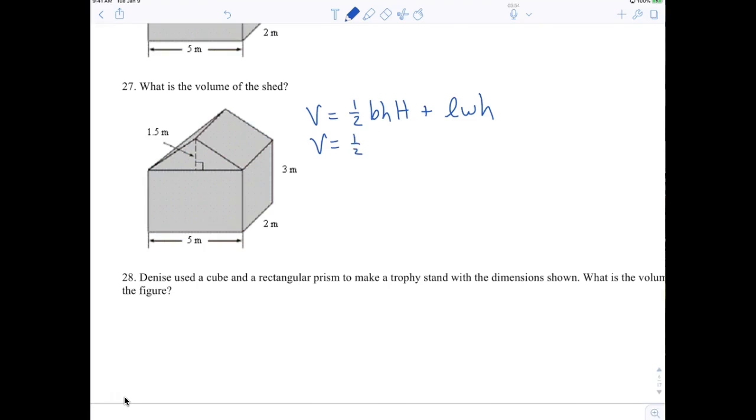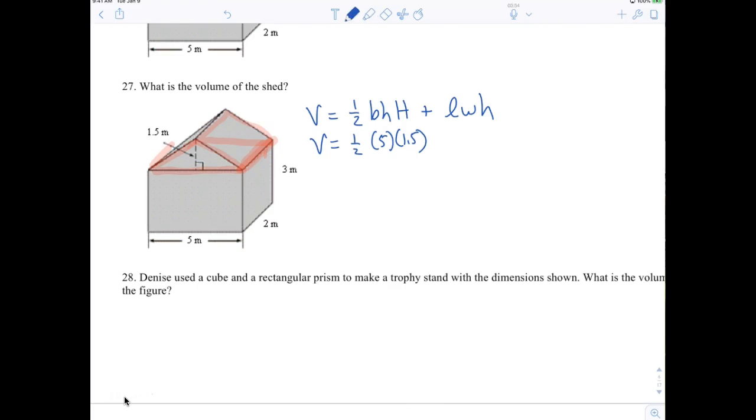V equals 1/2 times 5 times 1.5. Now, what's the height of the prism? That's where some people get in trouble. What's the height of the triangular prism? It would be 2, because look, it's this length right here. That's the height. Does everybody agree with that? Because it's going from this triangle to the back triangle. That distance. You with me? The height is from triangle to triangle, this way.